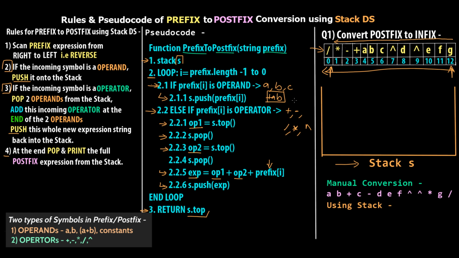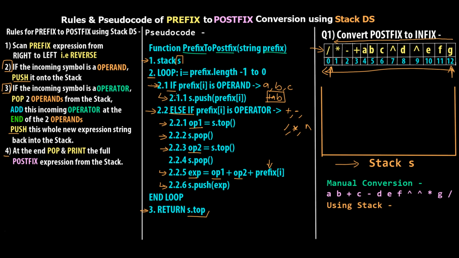So these can be operands and these can be operators, and that's why we only have 2 conditions, one if and one else if. When we write the code, it would be if and else, because if it is not an operand, the only other possibility is an operator. But I have denoted else if over here to make you understand that the second possibility is an operator. Anyways, this is how the pseudocode goes and this is how the rules apply.